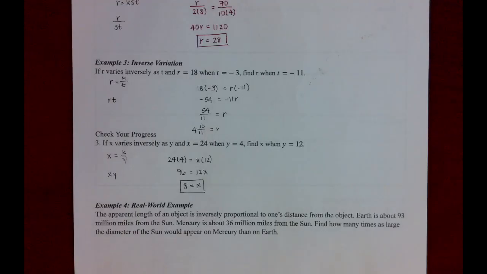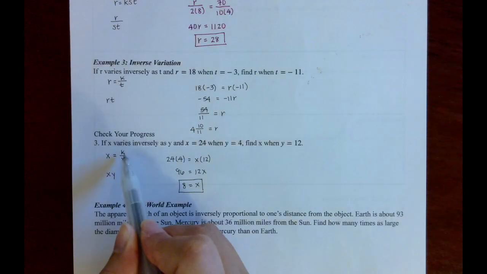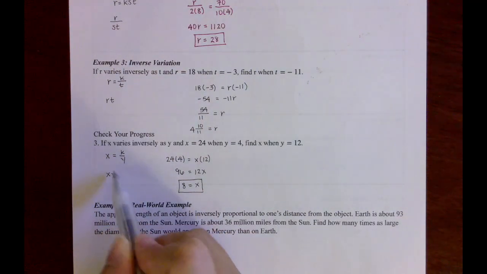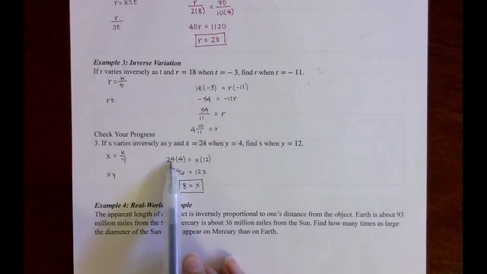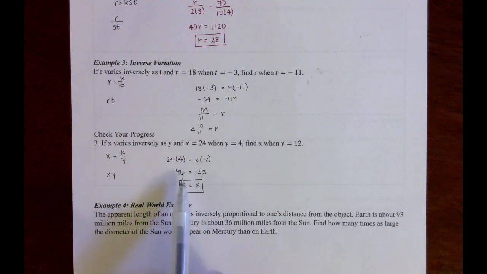You should have gotten x equals 8. Since x equals k over y, to get k by itself, you multiply by y, so xy. So 24 times 4 equals x times 12. 24 times 4 is 96. Divide by 12 on both sides, you get x equals 8.